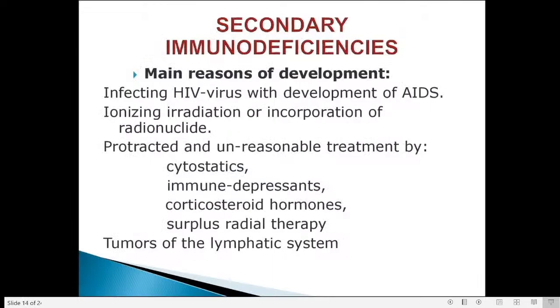In the secondary immunodeficiency, the main reason for development is HIV. The second thing is, HIV develops with acquired immune disease. That is the secondary thing, which is not caused directly by the virus. The viral system affects the cell.